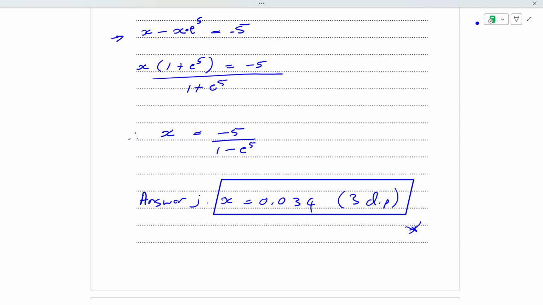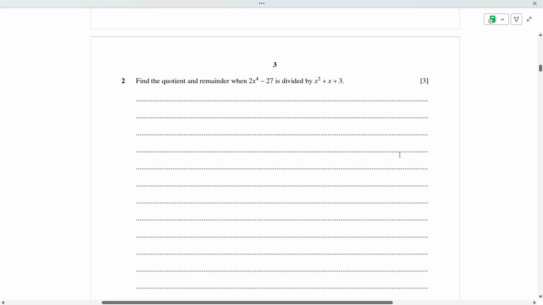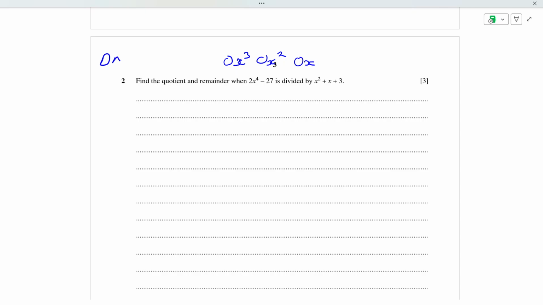All right, that's it for number 1. Now we go to number 2. Find the quotient and the remainder when 2x to the 4 minus 27 is divided by x squared plus x plus 3. So what you want to do: you see, this has no cubic term, no x squared term and no x term, but you want to write them as placeholders. Remember, you're going to do what I call the DMS method, where you divide, you multiply, then you subtract.